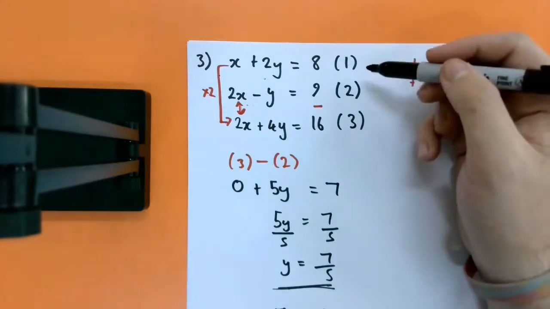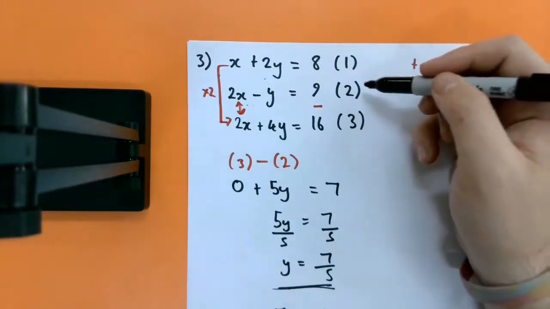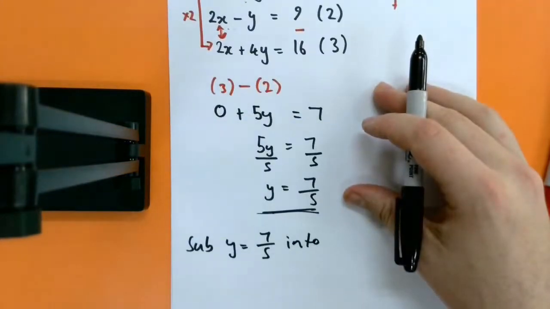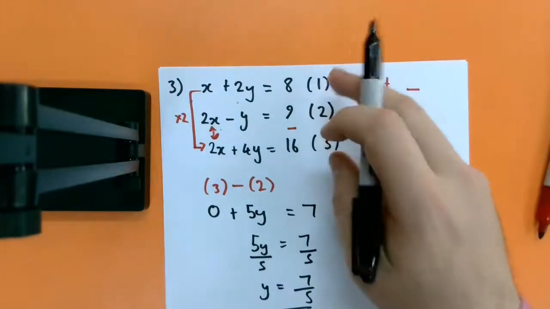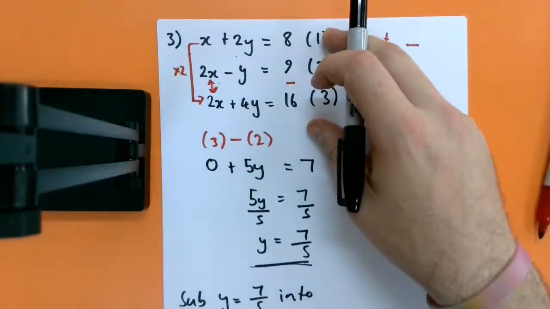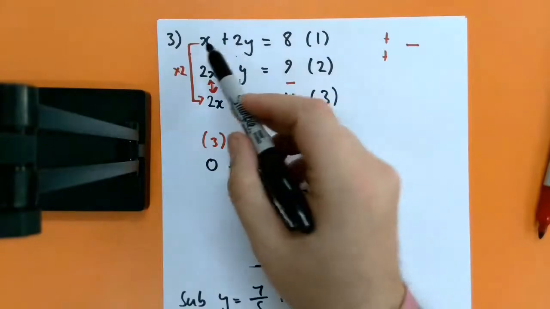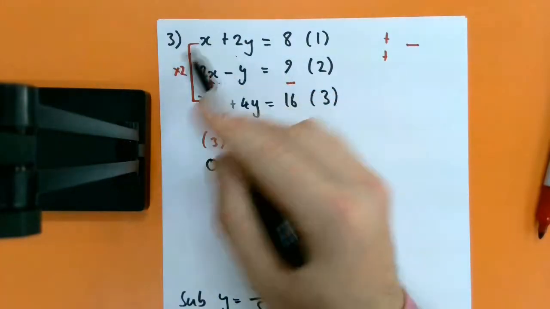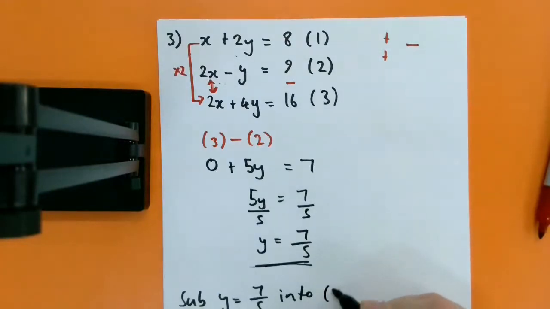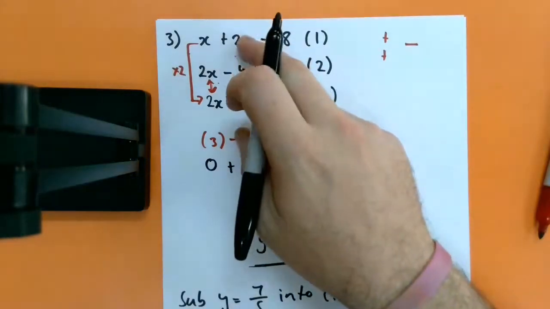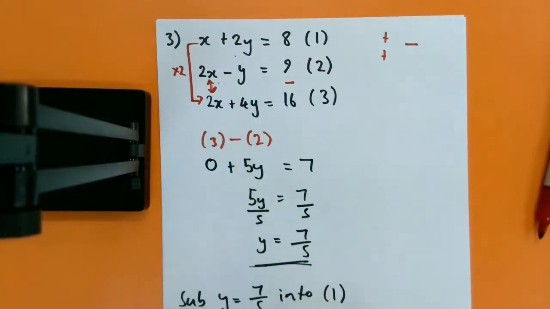Personally, I'm looking at this between equation 1 and equation 2, so you'll just see here, I've just said sub y equals 7 over 5 into, I'm going to work with subbing this into equation 1. Okay, and you'll see why. It is a little bit easier to work with because we're trying to find x and there's nothing attached to it. So that's why. It's just less work for me. So sub y equals 7 over 5 into 1. Okay, so that means wherever we see a y, we're going to replace it with 7 over 5.